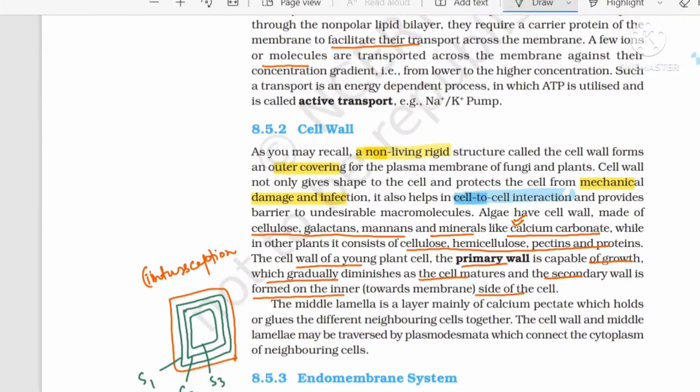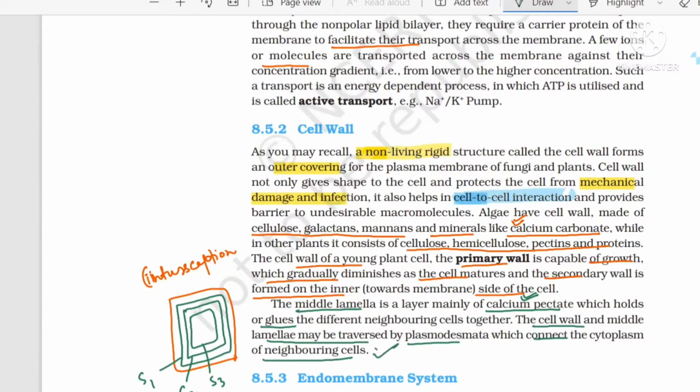Is it clear? Middle lamella will be seen in plants, which works as a cementing material. It has calcium pectate. It works like a glue, a cementing material. So middle lamella is equal to the adhering junction in the animal cell. Just like animal cells are held together by the adhering junction, which helps in gluing. If you remember in structural organization, the same functioning is done by the middle lamella in the plant cell. Cell wall and middle lamella may be traversed by the plasmodesmata, which connect the cytoplasm.